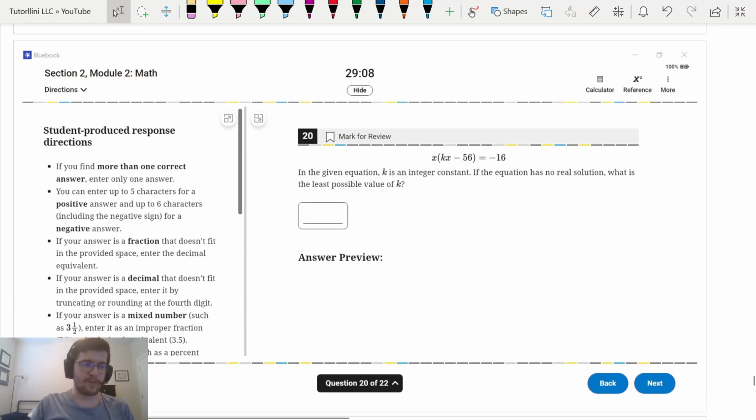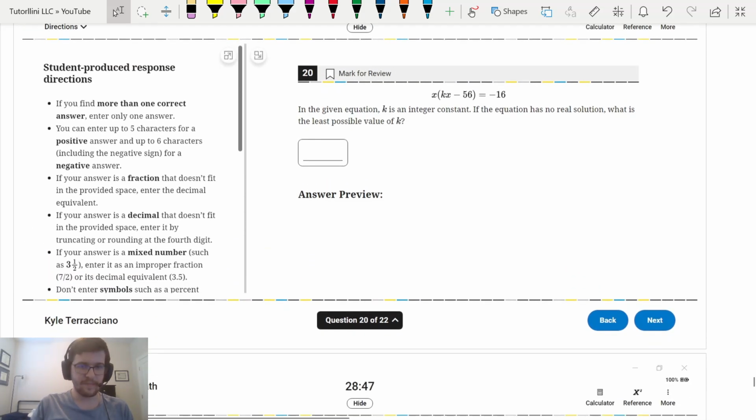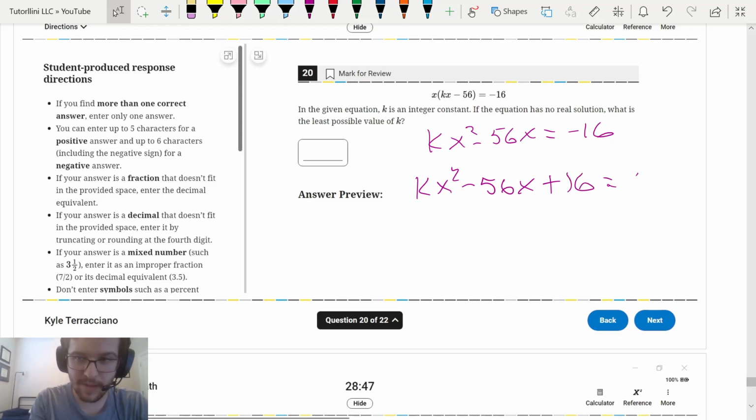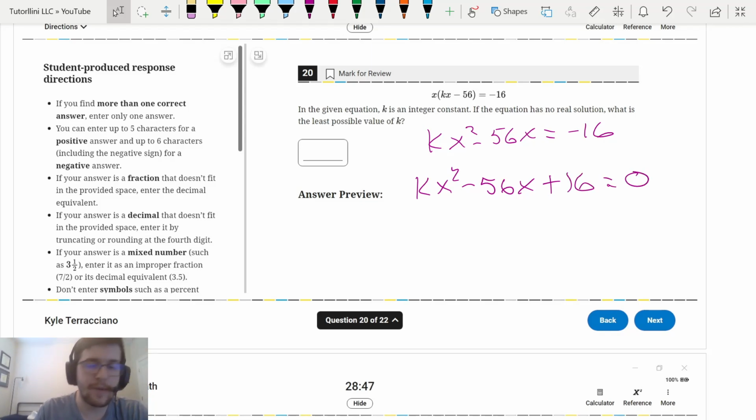Okay, great. Number 20, we're almost done. So first thing you got to do is distribute. So this is kx squared minus 56x equals -16. Now it's a quadratic, so we have to get all the terms to one side. Kx squared minus 56x plus 16, so we add 16 to both sides. And now we need to use the discriminant.